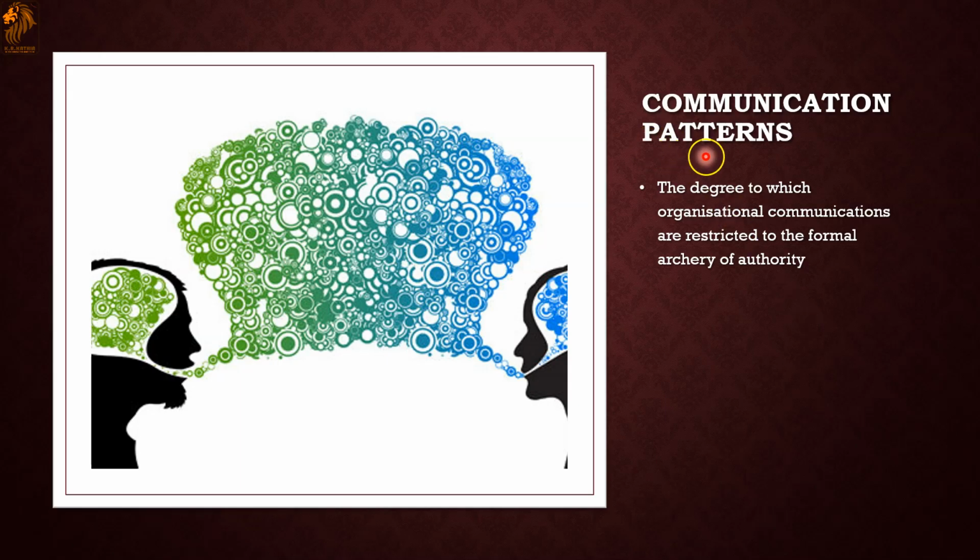Next one is communication patterns, the degree to which organizational communications are restricted to the formal hierarchy of authority. I mean this is the level of communication between the higher authority and lower authority. How are you communicating with them, verbally or in writing, or in any other way? Are we following any kind of protocol to talk with them? That is the communication patterns point.